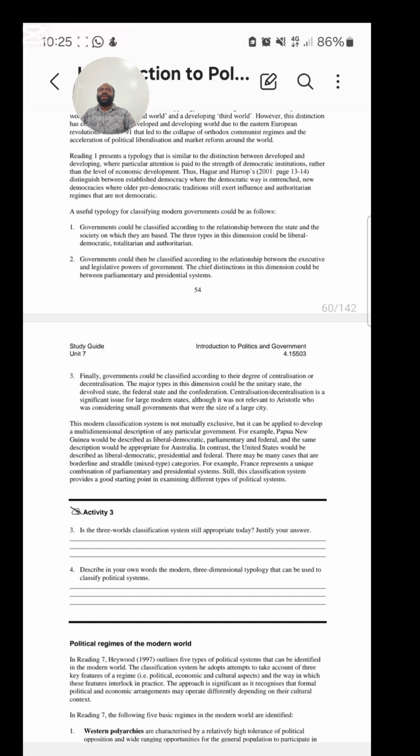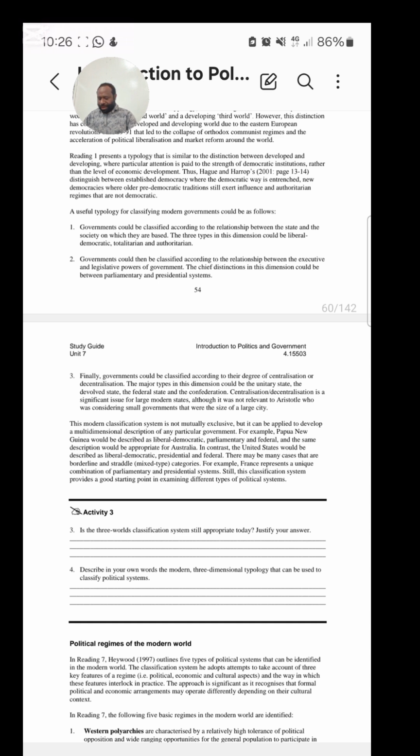So you see Hansen and Harab's first notion here, the relationship between the state and the society. The state can be either a liberal democratic state, a totalitarian state, or an authoritarian state.